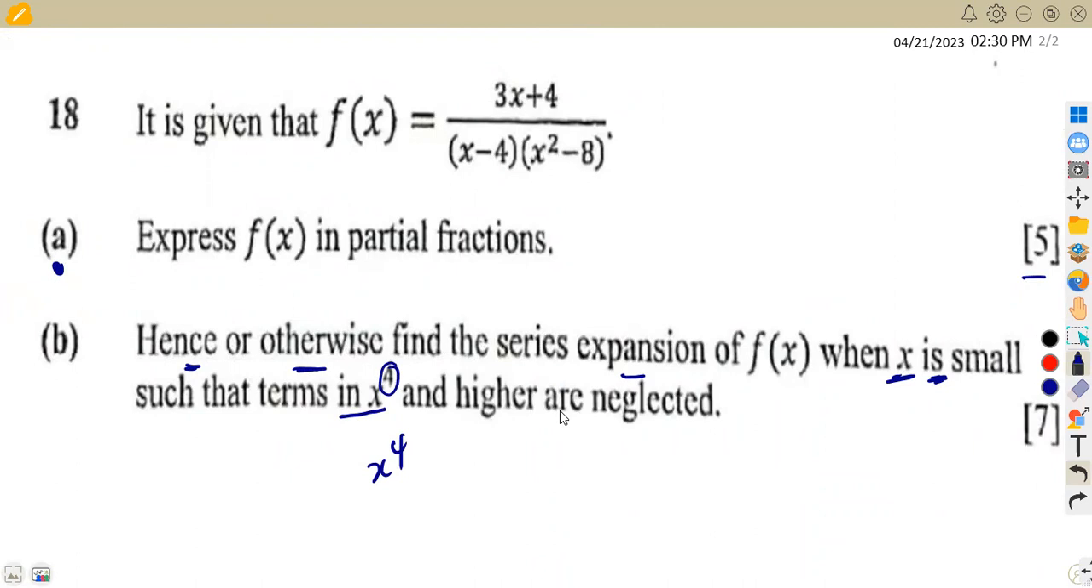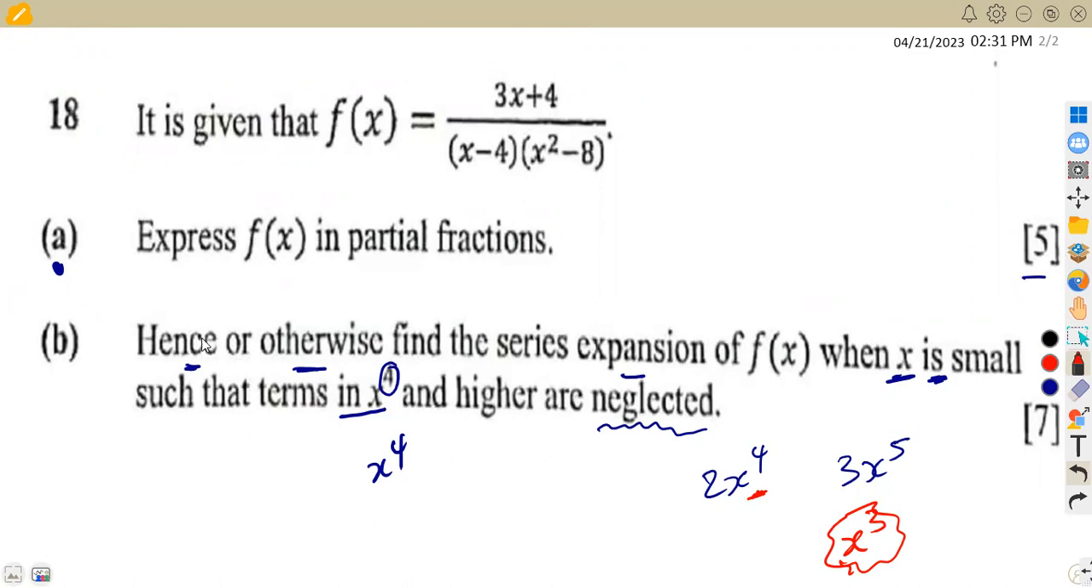Any term that contains x to the exponent of 4, like 2x to the exponent of 4 or 3x to the exponent of 5, is going to be neglected, which means we are going to ignore these terms. They are not going to be part of our expansion, which means in your expansion the highest exponent is x to the exponent of 3, since we do not want anything equal to or greater than 4. So the highest exponent that you're supposed to have is a 3. Okay, so this is what they're trying to say.